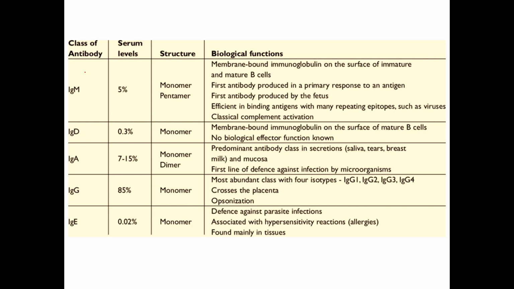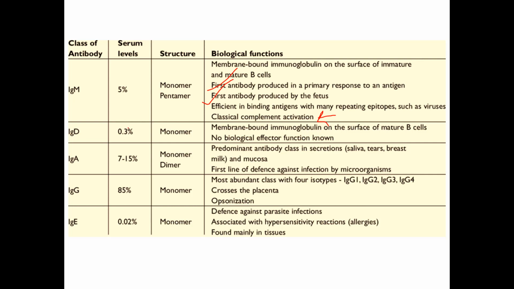Different classes of antibodies have different biological functions, and their serum levels are also different. IgM is present at 5% serum level, and it can exist as a monomer as well as a pentamer. It is membrane bound on immature as well as mature B cells. It is the first antibody produced in response to antigen. It is the first antibody produced in the fetus. So these two points are very important. It is efficient in binding antigens with many repeating epitopes such as viruses, and it functions in classical complement activation. So there are these three points which are important.